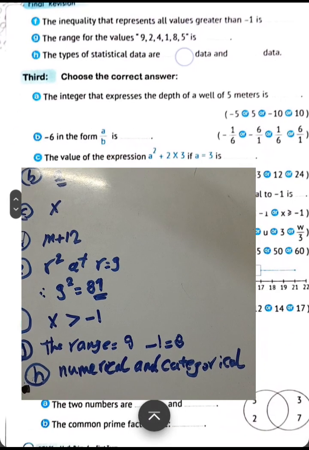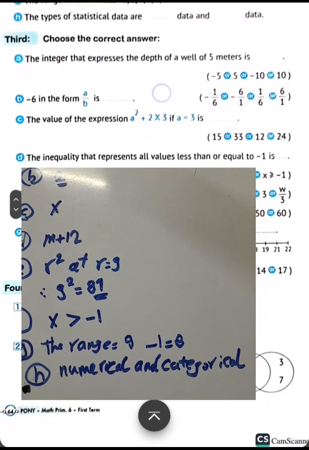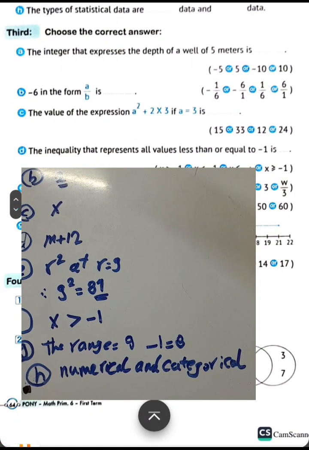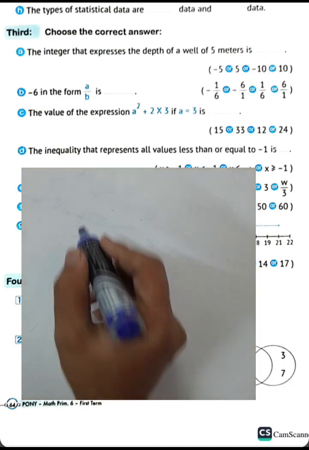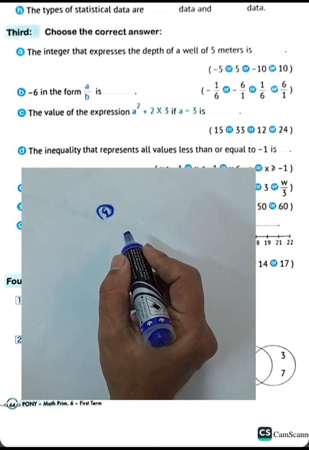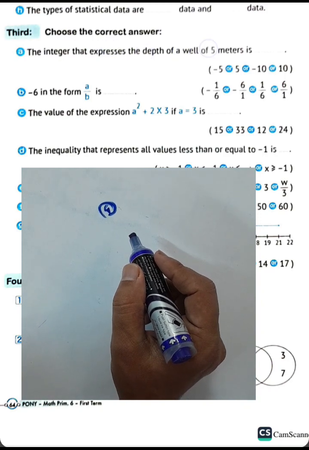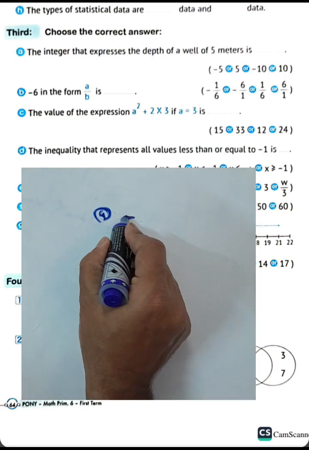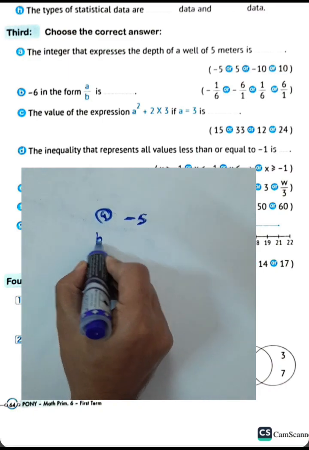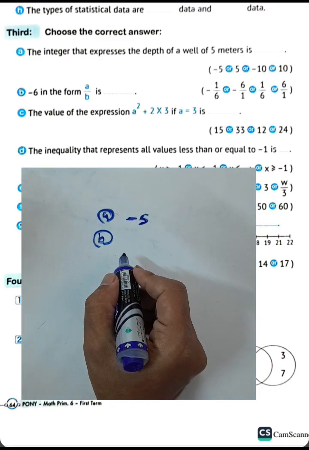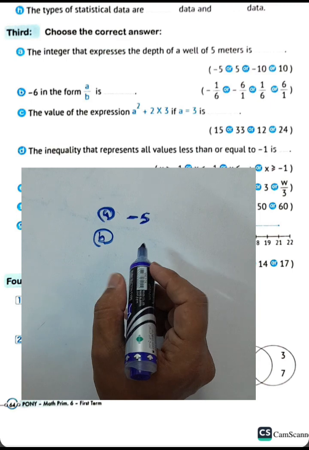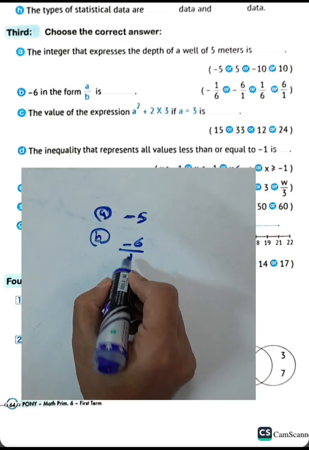Third, choose the correct answer. Letter A. The integer that expresses the depth of a well of 5 meters will be -5. Letter B. -6 in the form a over b will be -6 over 1.